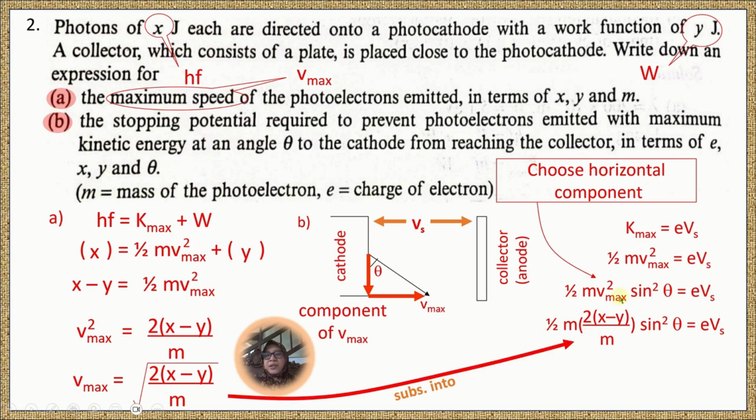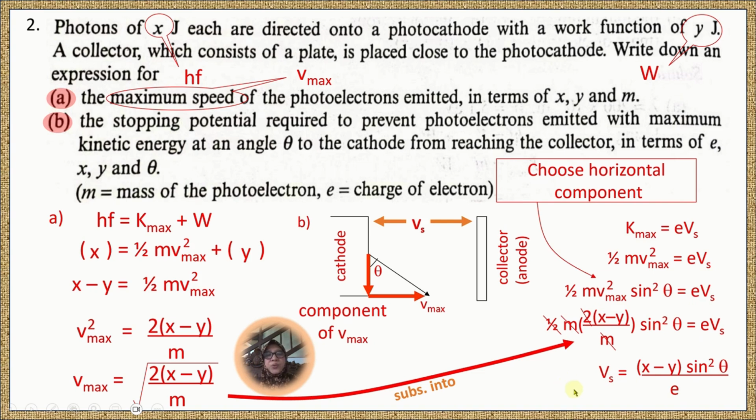Vmax squared is 2 times x minus y over m. So we cancel m and we cancel 2, and we rearrange the equation to get the stopping potential. So Vs is equal to (x minus y) sin squared theta over e. So that's our answer for question 2B.